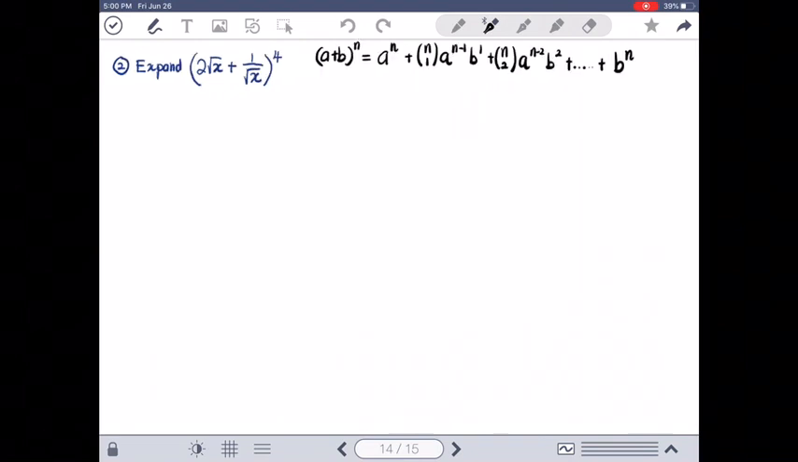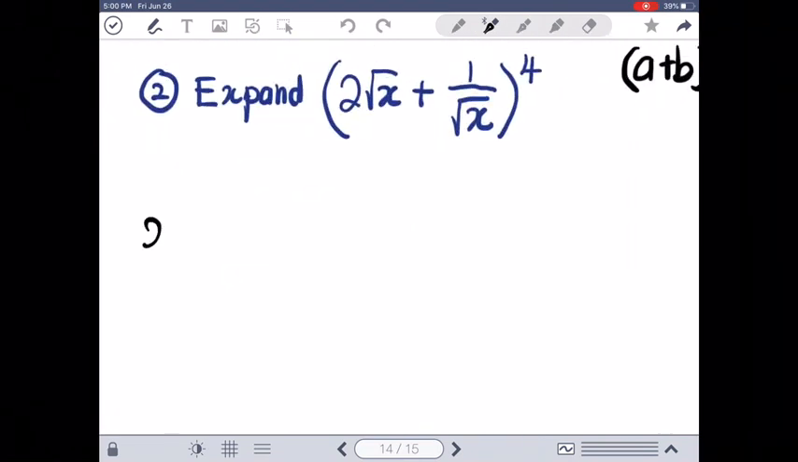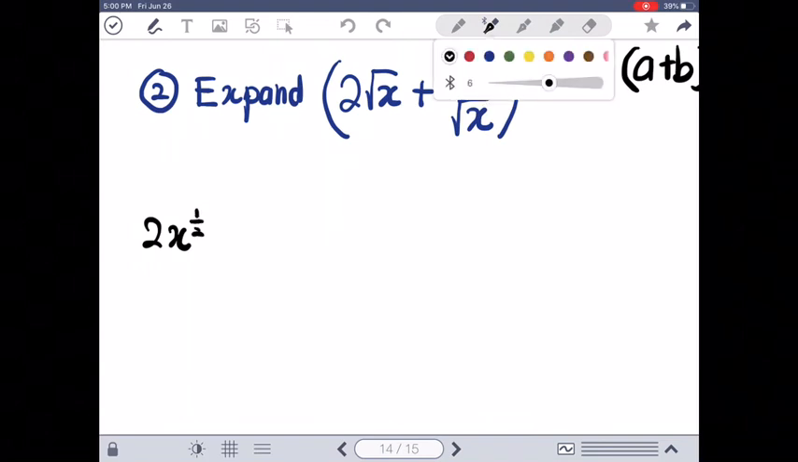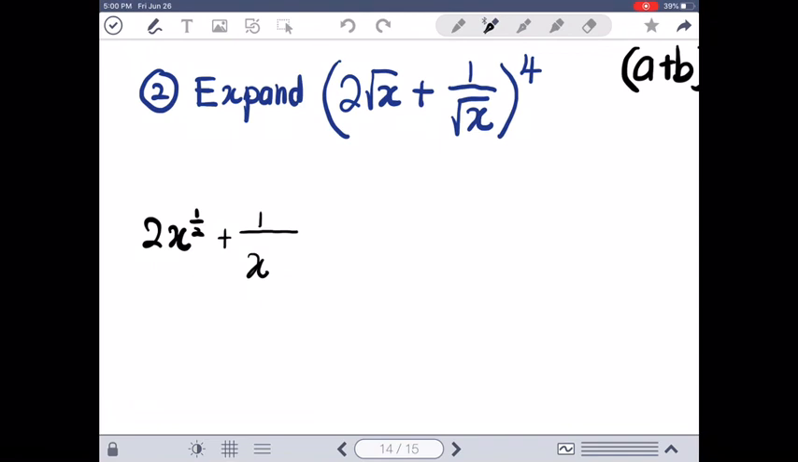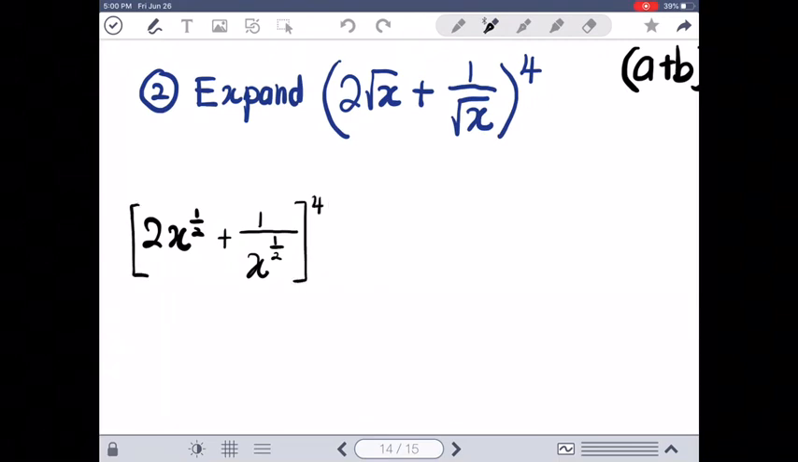So we can rewrite this into the form of (2x to the power of 1 over 2 plus 1 over x to the power of 1 over 2) to the power of 4, since square root of x is just to the power of 1 over 2. So our a is 2x to the power of 1 over 2, and our b is 1 over x to the power of 1 over 2. So we want to expand this.